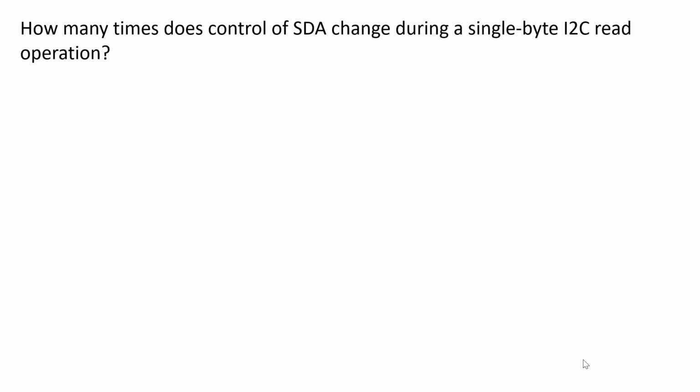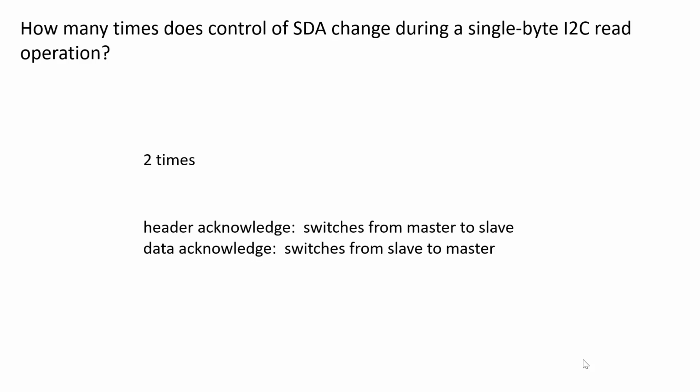How many times does control of the data SDA change during a single byte I2C read operation? Now this is different depending on if you're reading or writing. So if you're reading, it's 2 times, because the first time you change control is when the master yields control for the acknowledge after the header byte.